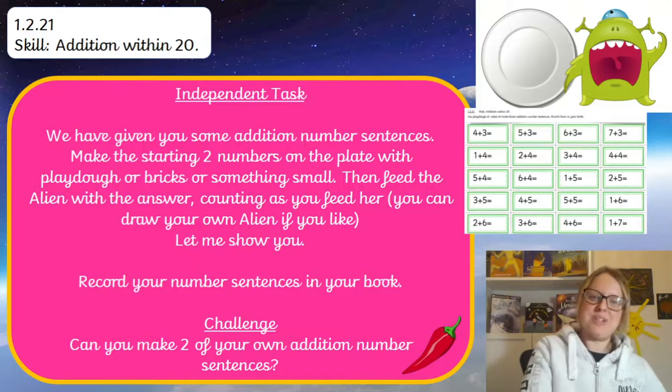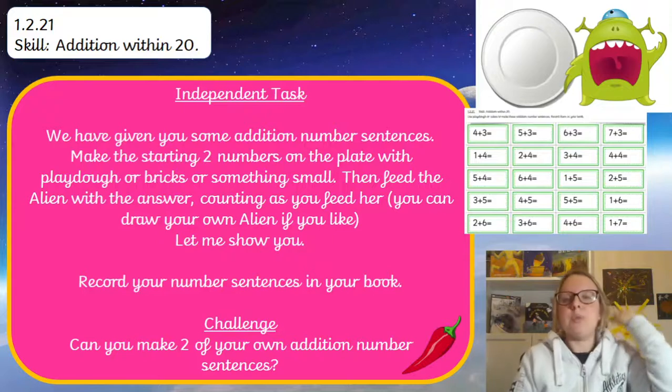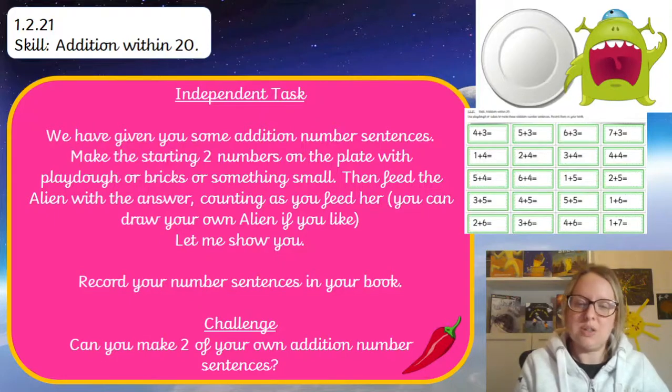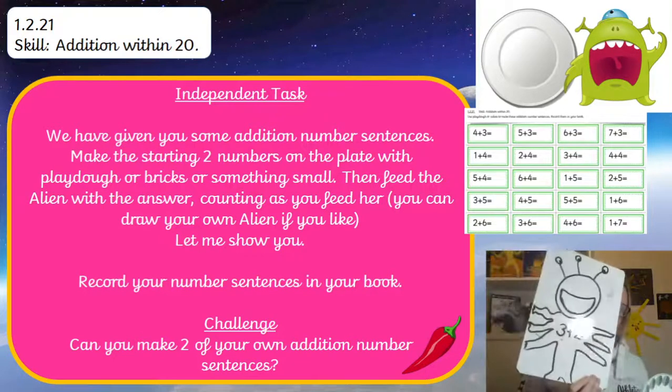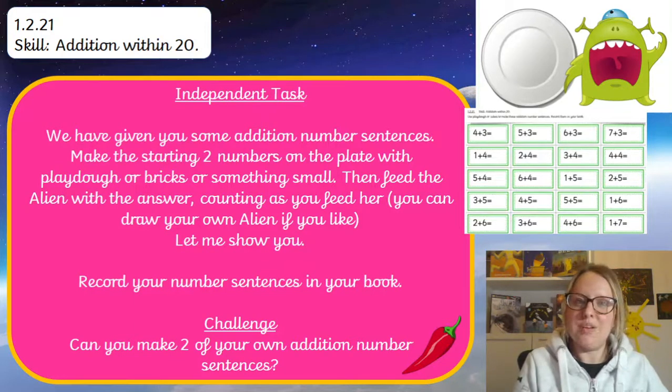Okay, so your independent task today is really fun. So we've given you some addition number sentences, so they'll be up on the website, or you can have a look on the screen. What I would like you to do is to make the starting 2 numbers that are in your addition number sentence on the plate. There is a plate and an alien as well in the resources, but I'm just going to use a real plate, and I've drawn my alien on a whiteboard to show you. And then you're going to feed the alien with the answer to count both numbers all together, just like we've been practicing. So let me show you what I mean.